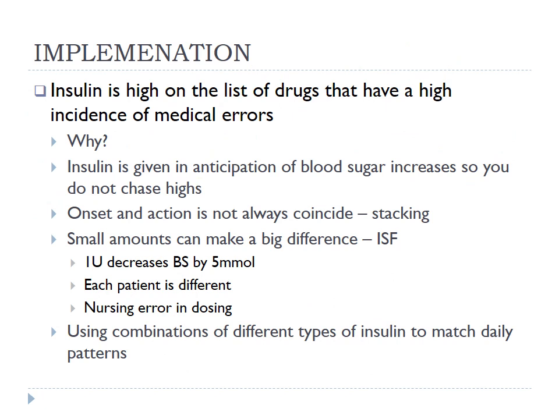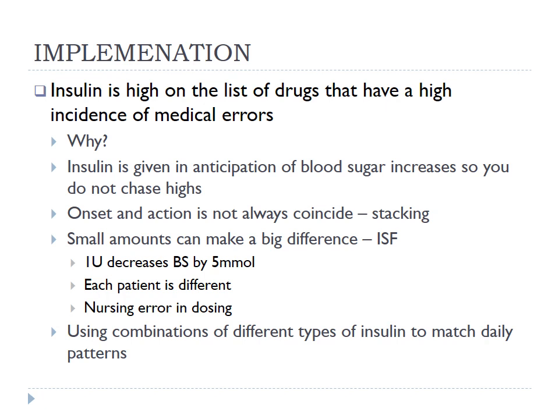So in implementation, insulin is on a list of hot drugs that have a high incidence of medical errors. Why? Insulin sometimes is given, as we talked about with injecting, in anticipation that blood sugar is going to rise because you're going to eat. Okay, so sometimes that mimicking can come out of sync, where you're not having the peak of your insulin with the peak of your blood sugar. Onset and action don't always coincide.